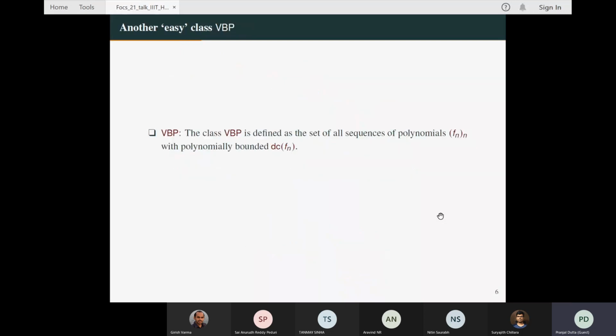Now, with this determinant or determinantal complexity, we can again define another class, which we call VBP.